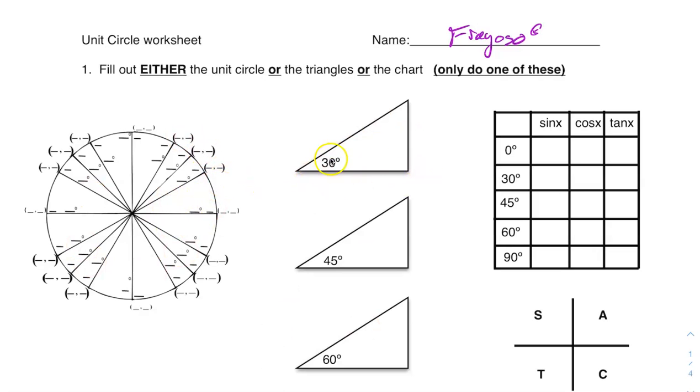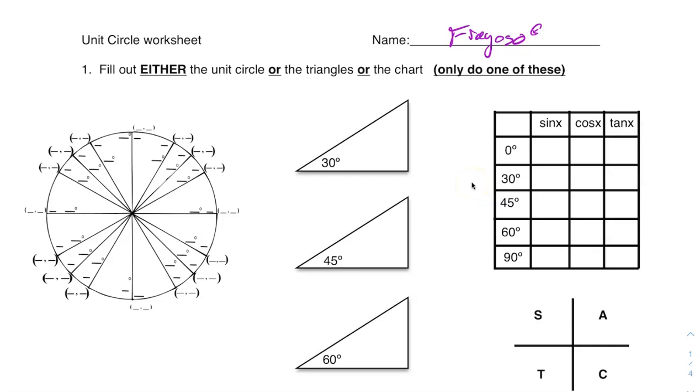If you want to do triangles like I do, this is my preferred method, is to do triangles. And then a lot of people also like the table, so you want to do the table there. So only fill out the one you're going to do. I'm going to fill out these two because these are the most popular. So let's start with my triangles. So this is the way I like to do it. It's memorize the triangles. So let's fill out these sides.